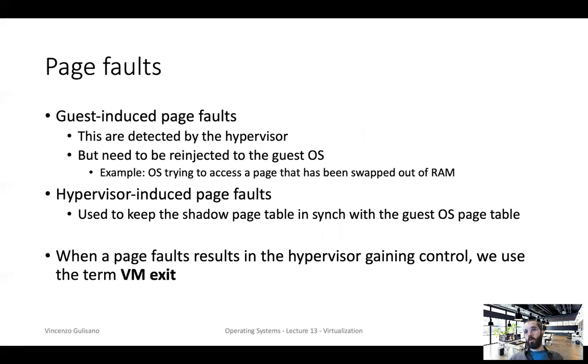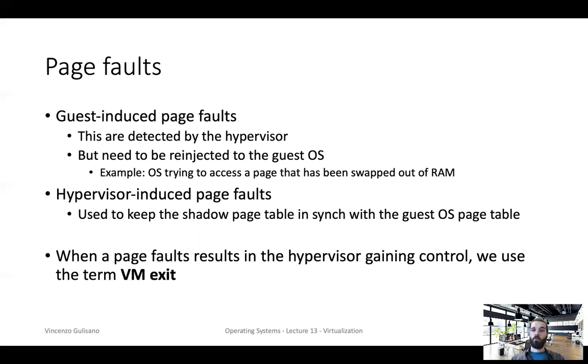Now, here we need to differentiate page faults. We have at this point two categories of page faults: guest-induced page faults and hypervisor-induced page faults. The guest-induced page fault is a page fault that will be intercepted by the hypervisor, for example, to update the shadow page table, as we just said. But these are actually page faults that the guest operating system needs to see, because these are the normal page faults you would have with virtual memory. So the hypervisor then needs to re-inject the page fault into the guest operating system, so that the guest operating system can take the actions that it is programmed to take.